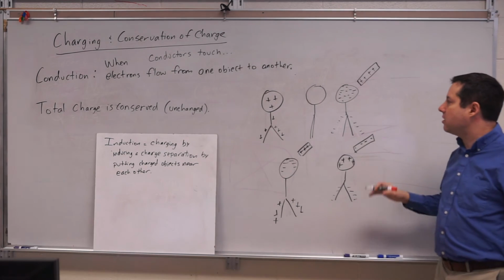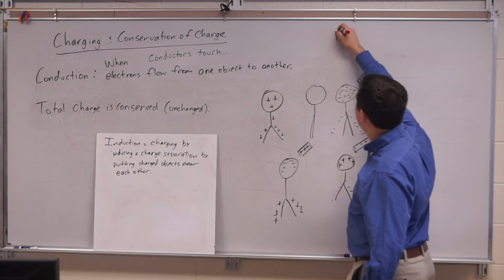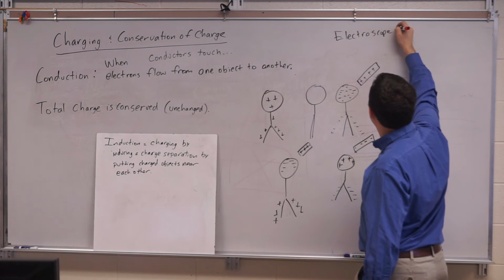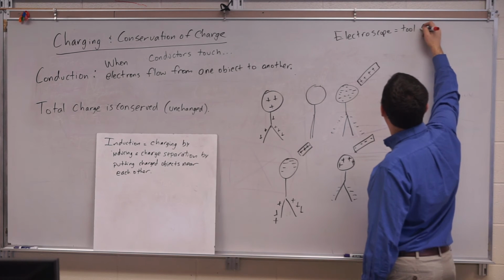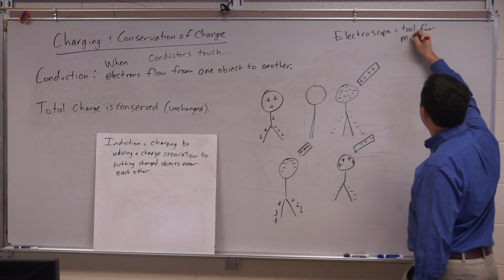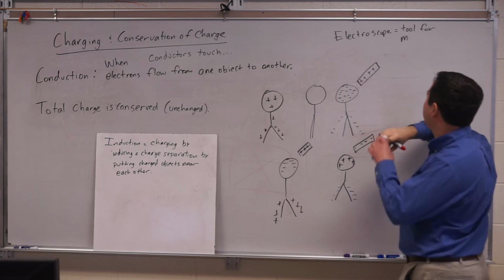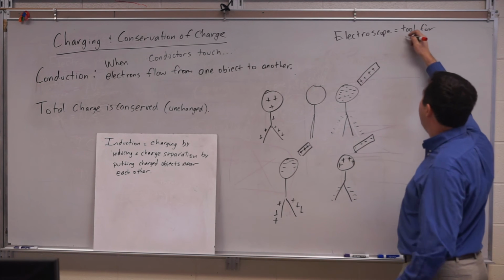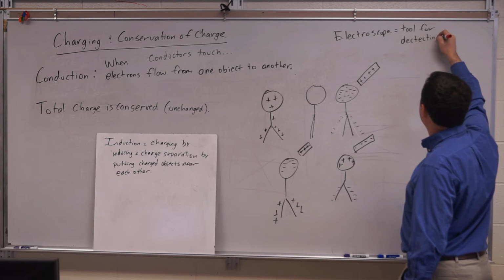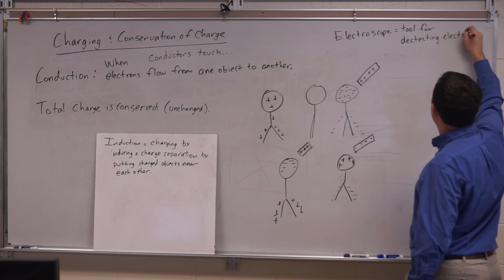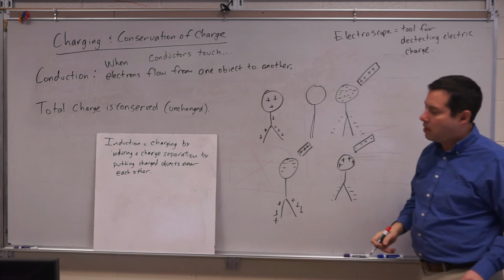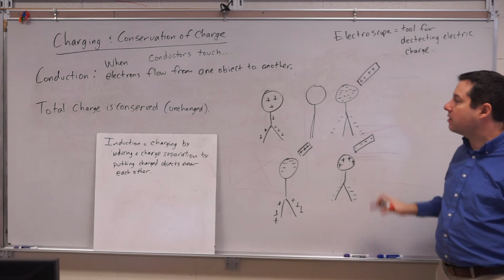So it's a tricky business understanding how electroscopes work. And I'll write this down: an electroscope is a tool for measuring or detecting. I'm going to use detecting because you can't measure specific amounts. Electric charge. It's a tricky business understanding this.